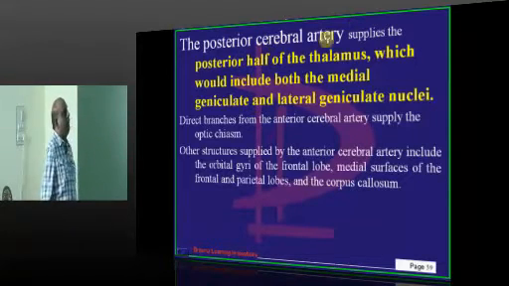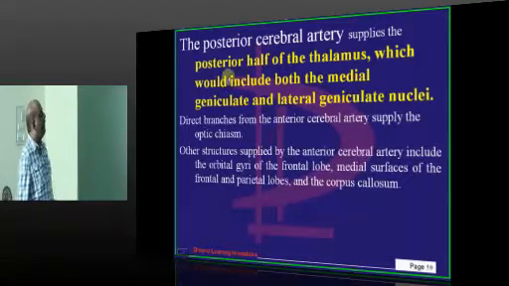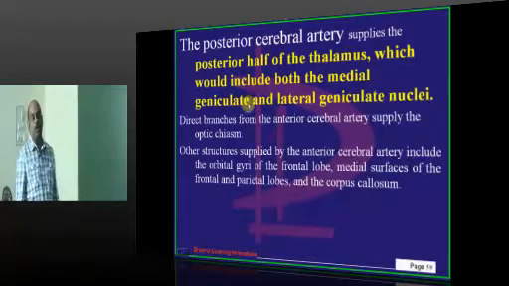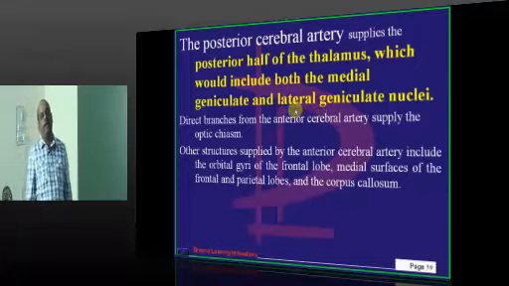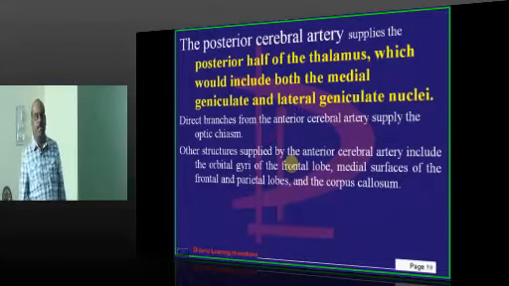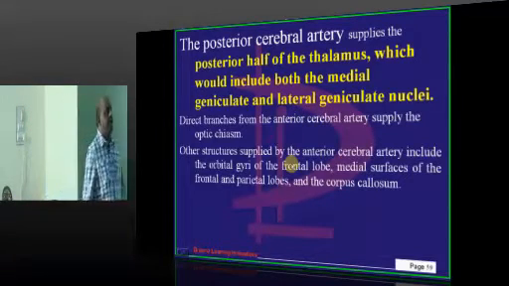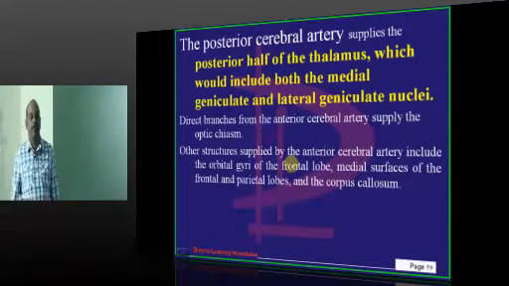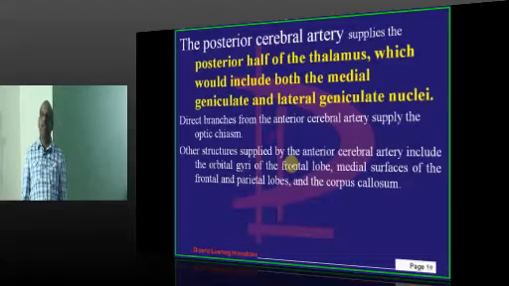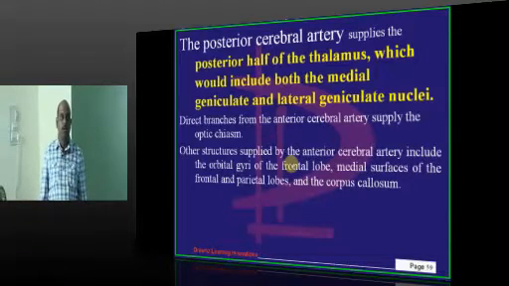So, if there is any posterior cerebral artery stroke, the posterior half of the thalamus gets involved along with the medial geniculate and the lateral geniculate body, is what you have to basically remember. That's the reason when there is a thalamic syndrome, it is called as. How will the patient suffer if there is a posterior cerebral artery stroke and thalamic syndrome?